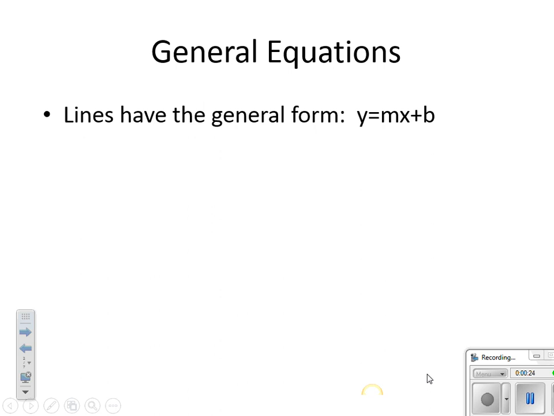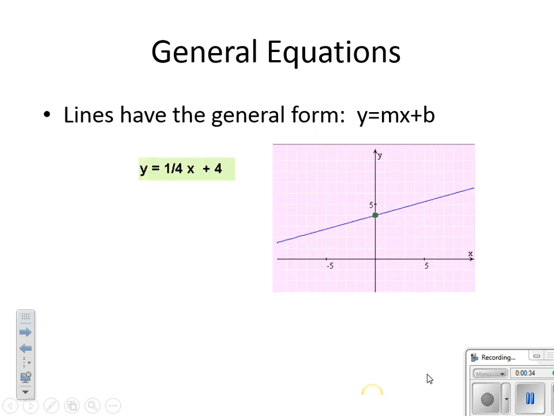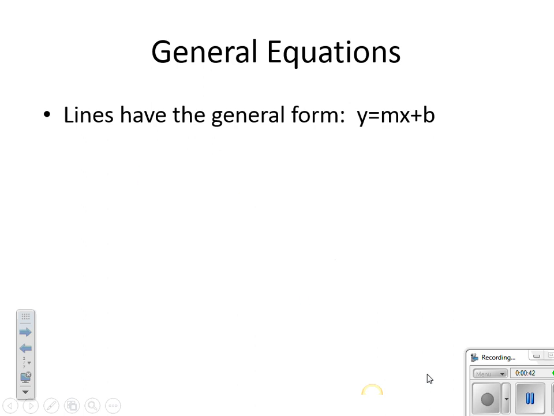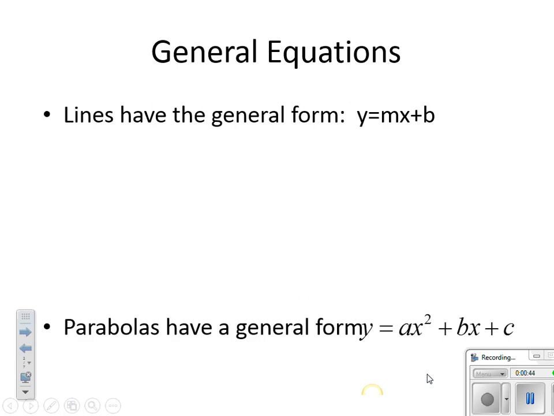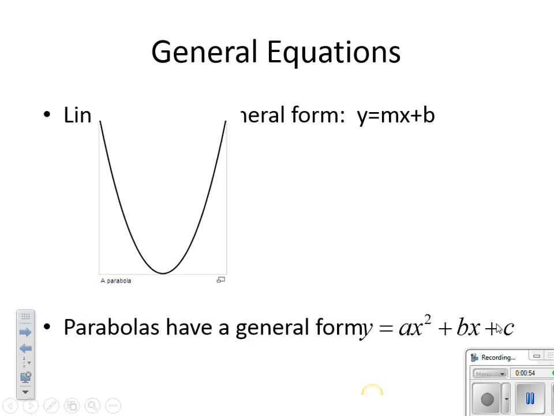We have talked about lines, and you did that in Algebra 1 as well, and a line is y equals mx plus b. That's what the general formula looks like, right? So this is what a line would look like. It would have a slope of 1/4 and a y-intercept of 4. Now you also learned in Algebra 1 about parabolas, and the general form for a parabola is y equals ax squared plus bx plus c. Now that doesn't look like a line. That looks like a U shape. All right, so that's just a little reminder of what you did in Algebra 1.